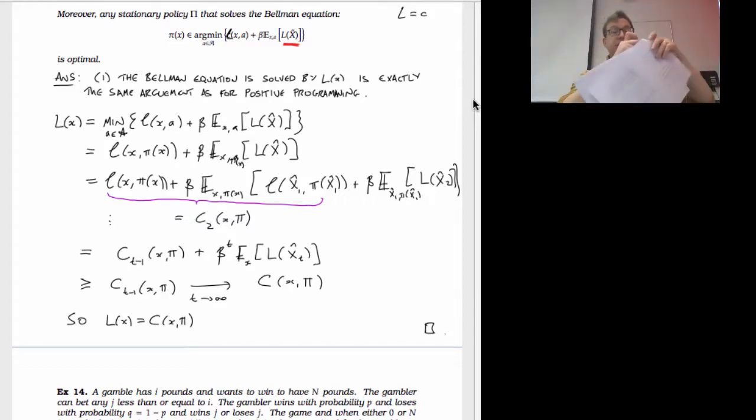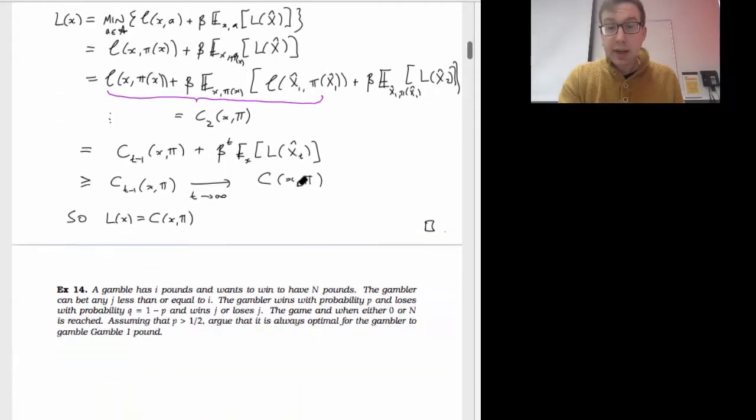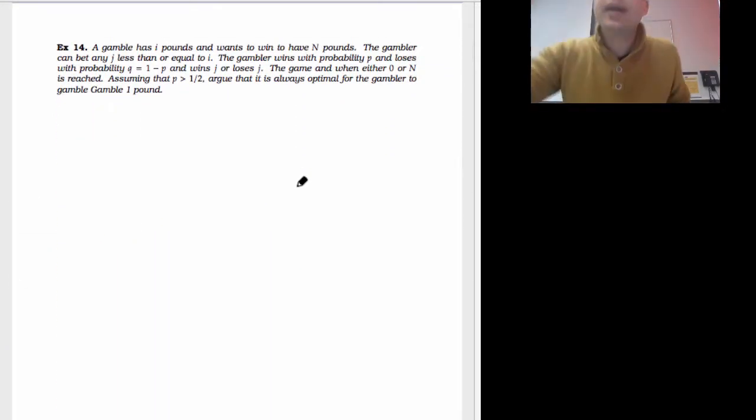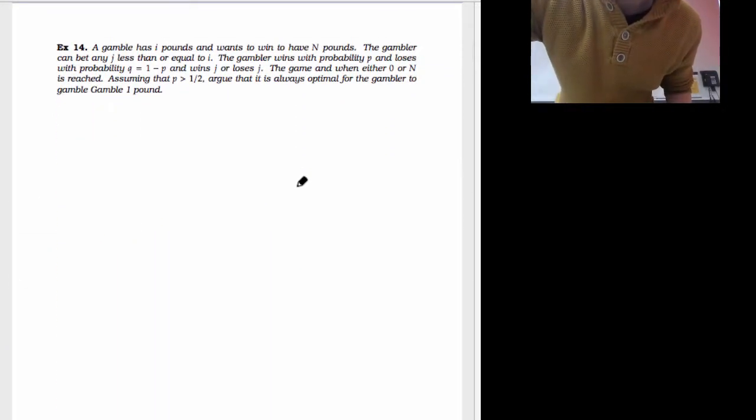So I just wanted to do one exercise on infinite time horizon, or one example where we essentially just use what we've just proven: if I can solve the Bellman equation for some policy, then I've essentially solved the problem. I've got the optimal answer. Okay, so let's do it for this one. And like I say, I like to do gambling examples and things like this.